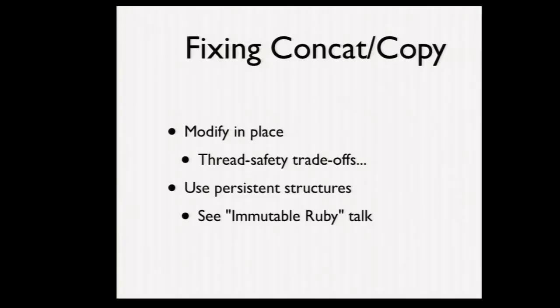Fixing concatenation and copy. Obviously, modifying in place is nice. That does lead to some thread safety trade-offs. Hopefully, a few folks were able to see the immutable Ruby talk yesterday. A nice way to avoid the issues of creating too many objects, too many intermediate lists, and doing a lot of copying, and still be thread safe is to use persistent data structures. Take a look at the library called Hamster, which has the ability to do these persistent structures, immutable structures that you still can sort of mutate or feel like you're mutating.